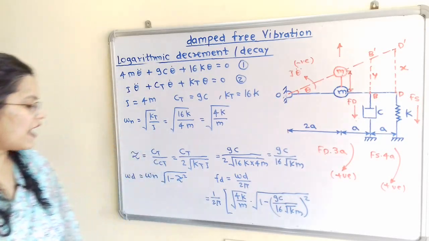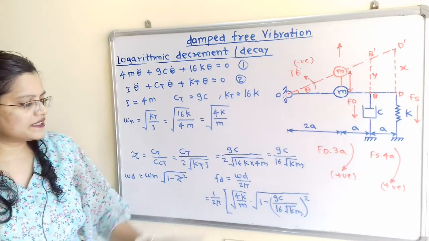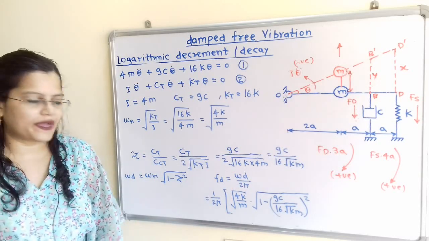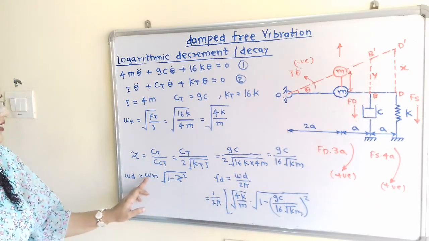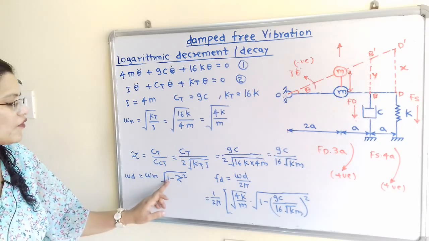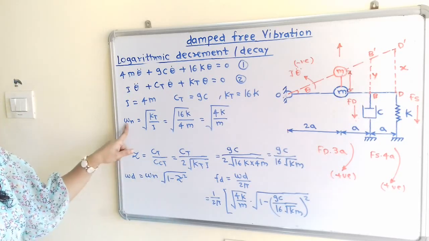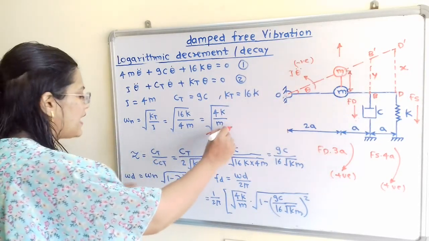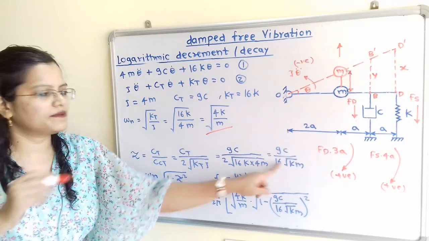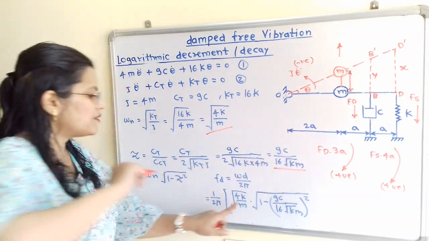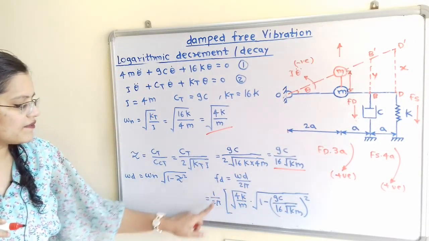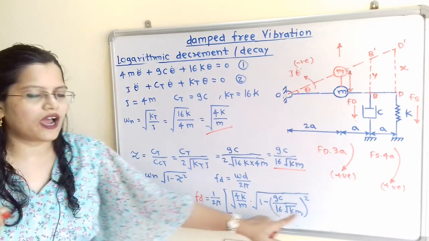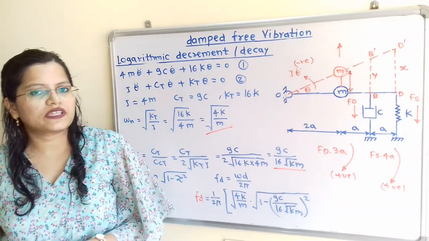Now we have to find the damped frequency, that is Fd. Fd is equal to omega d divided by 2 pi. And what is this omega d? Omega d is equal to omega n under root of 1 minus zeta square. The value of omega n for this system is known, and the value of zeta for this system is known. If we put both values in this equation, we will get the value of Fd, and this is the final equation to find the frequency for the damped system.